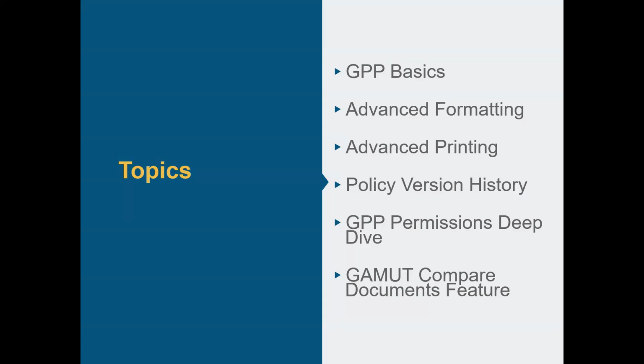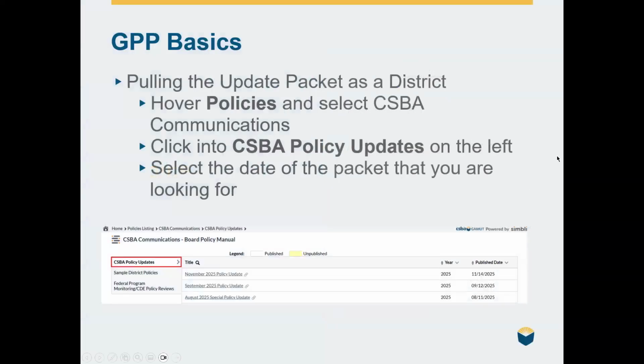So let's go ahead and go into GPP basics, which is just pulling the update packet into your work in progress so you can go ahead and work on that. First off, I want to make the distinction between the process as a district and the process as a COE. It is very similar, but just slightly different. So for a district, you're going to hover the policies tab at the top of your site and then select CSBA communications, and then click into CSBA policy updates on the left and select the date of the packet that you're looking for. And we can even demonstrate that right now.